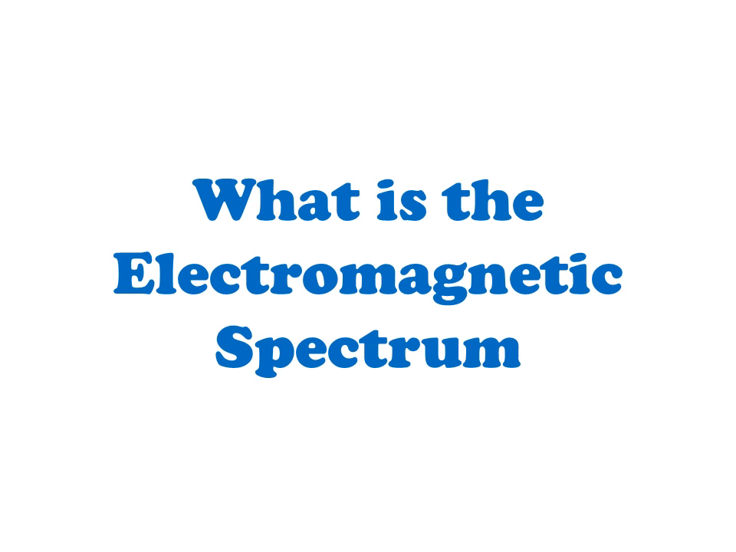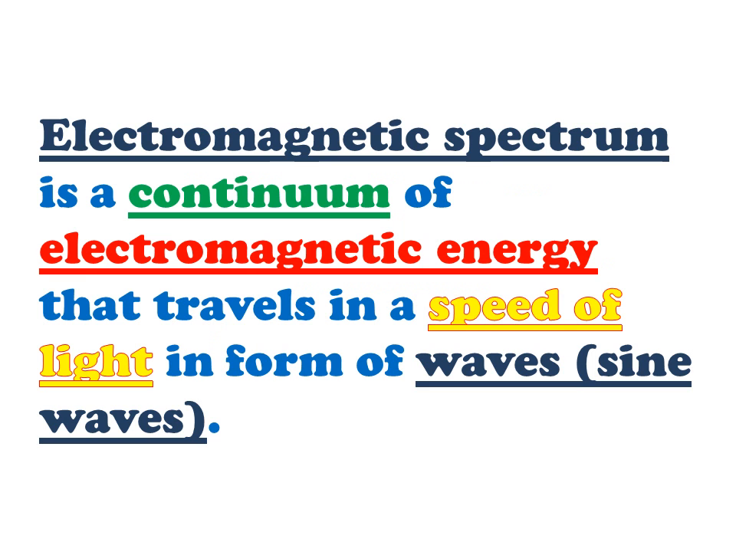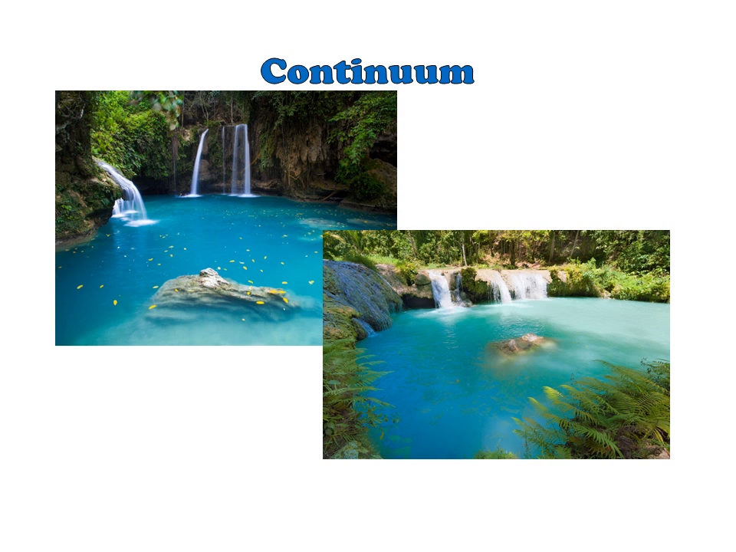What is the electromagnetic spectrum? The electromagnetic spectrum is a continuum of electromagnetic energy that travels at the speed of light in the form of waves, or sine waves. A continuum is an uninterrupted or continuous ordered sequence. Examples of continuums are free-flowing rivers or the motion of sea waves.